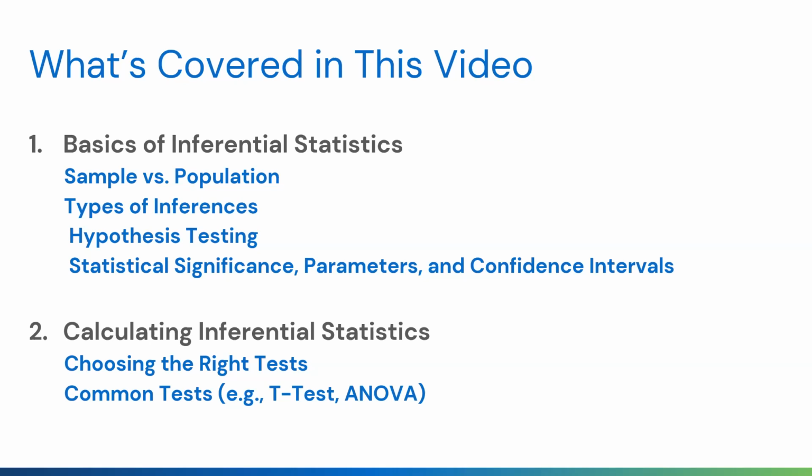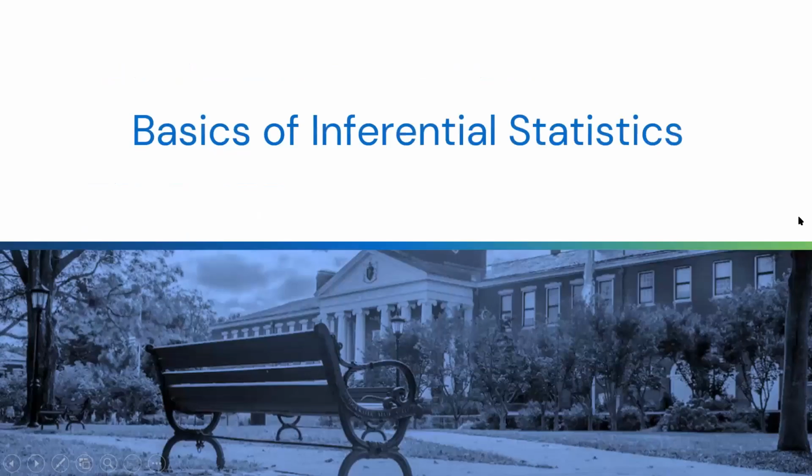In the next lecture, we'll talk about correlation and regression, which are two types of inferential statistics that kind of take you to that next step and also take you to causality. So when we're looking at regression, we're thinking about causality. All right, so let's get going with the basics.